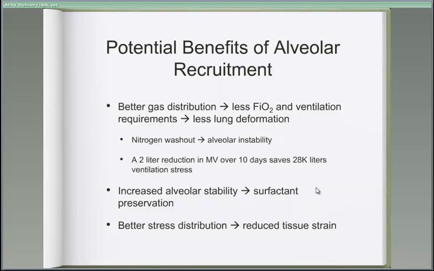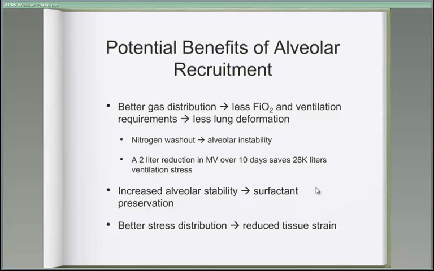Now, what are the benefits of recruitment? And certainly you can say that there's disadvantages of recruitment, such as the fact that almost always you need additional airway pressure or sustained airway pressure. But the benefits are that we can have a more efficient lung. That means generally better gas distribution and better gas exchange. The toxic part of ventilation, certainly less talked about these days, but certainly FiO2 has been considered a toxic adjunct to ventilation, as is ventilation.